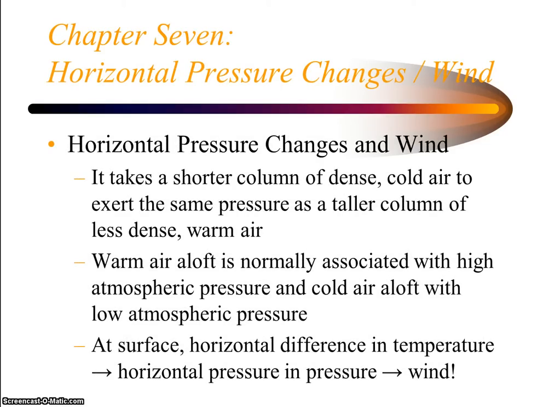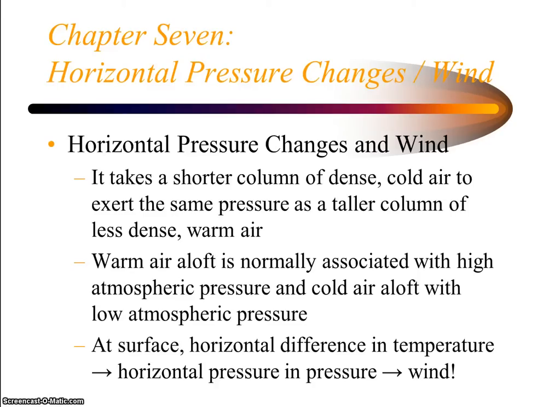Ultimately, the wind blows, the air on the surface of the earth moves because of horizontal differences in pressure. If the pressure is higher in Monterey than it is in Fresno, the wind is going to come from that direction. If the pressure is higher in Reno than it is in San Francisco, the wind is going to come from where the pressure is higher.